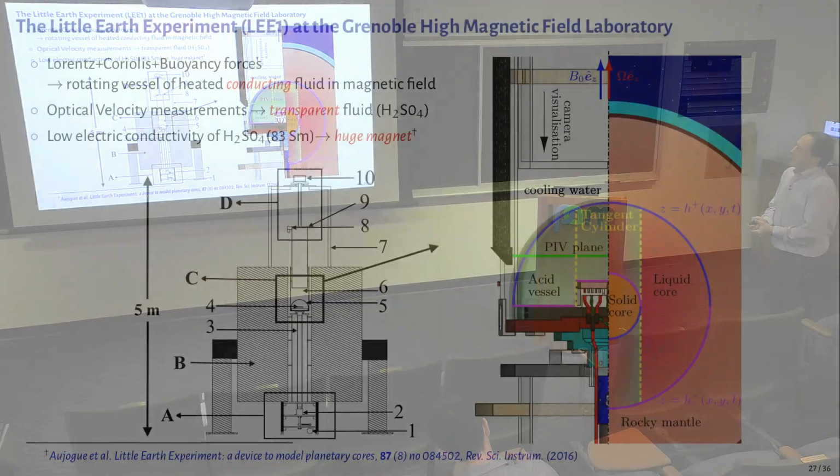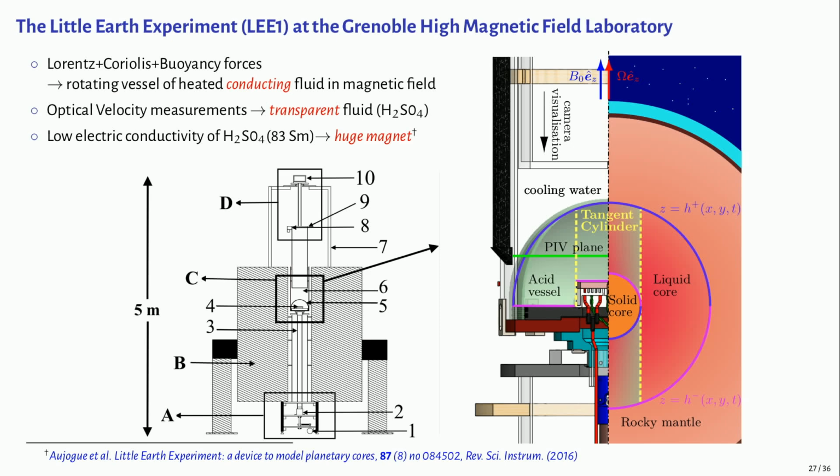I said earlier that the type of experiment we're looking at is a small device that you put inside some kind of magnet. But if you want to visualize the flow, you need a transparent fluid. Liquid metal is not exactly ideal for that, unless you have X-ray PIV, which is expensive and a little bit cumbersome. It exists, but so let's say we want a transparent fluid. It also needs to be electrically conducting. And the one that is the most conducting and transparent and the least dangerous is 30% concentration sulfuric acid.